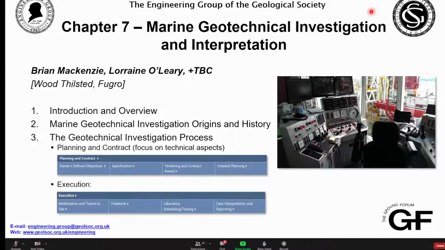And provide some background, really focusing on technical aspects, but how you might set up, plan, and contract a geotechnical investigation, and then in more detail, how you would actually execute that. So the different elements that are involved in terms of mobilization, field work, laboratory schedule and testing, and then the data interpretation and reporting elements.